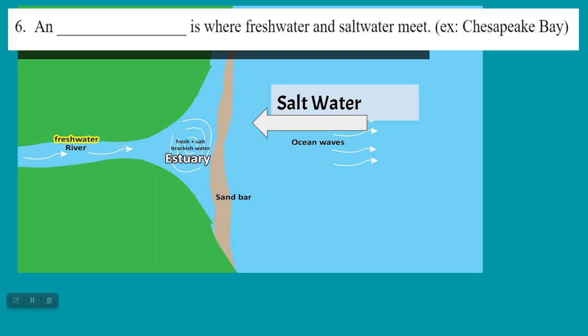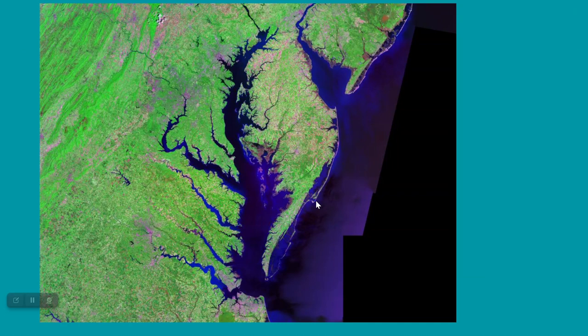All right, so number 6, a blank is where freshwater and saltwater meet. For example, the Chesapeake Bay. That's going to be an estuary. An estuary is the area of water where we have some fresh water from rivers meeting salt water from the oceans, because of course we have tides and waves, and so there's some mixing. It's partly salty, it's partly fresh. And the term brackish is the term that we use for the amount of salt in that water. You care about the word estuary here, though. An estuary is where freshwater and saltwater meet.